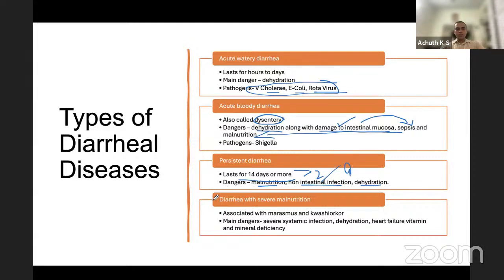And the fourth type is diarrhea with severe malnutrition. That means there is a pre-existing cause. It may be associated with marasmus and kwashiorkor, which may lead to severe systemic infection in the later stages, dehydration, heart failure, and vitamin and mineral deficiencies. All these things can happen during diarrhea with severe malnutrition in children.